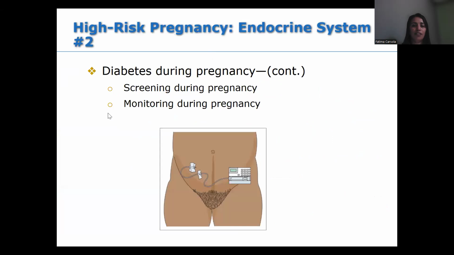How about the endocrine system? I'm sorry, this slide should be the continuation of the diabetes. It might be because of the technology that we are using. So what will you do if there is diabetes? Of course, there is screening, right?